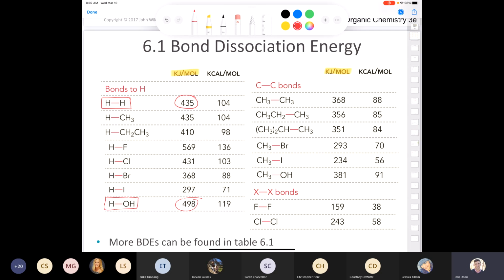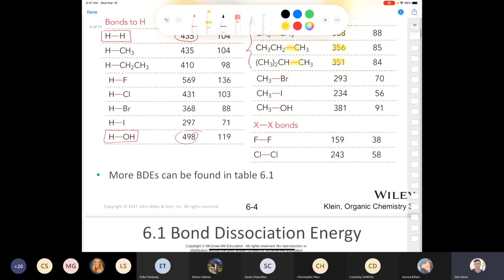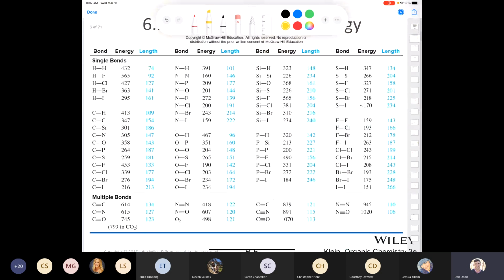And then if you look at carbon-carbon bonds, we have all kinds of different carbon-carbon bonds here. And again, if you look at table 6.1, you can see that there's even way more examples, right? Here we have a carbon-carbon bond in ethane. Here we have one in propane. Here we have one in isobutane. And you can see that they all have different amounts of energy that's required to break those bonds. And if you look at a bigger table, this comes from a different book, but if that fit better on a slide, you see a table with a more exhaustive list of bond dissociation energies than the one that I showed on the previous slide.